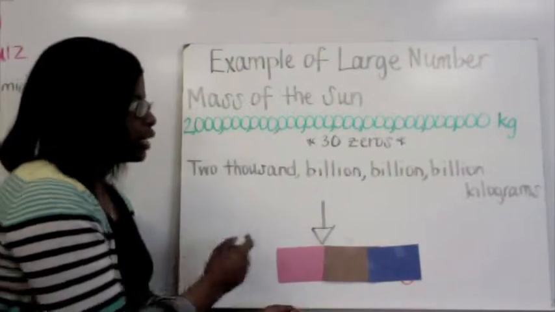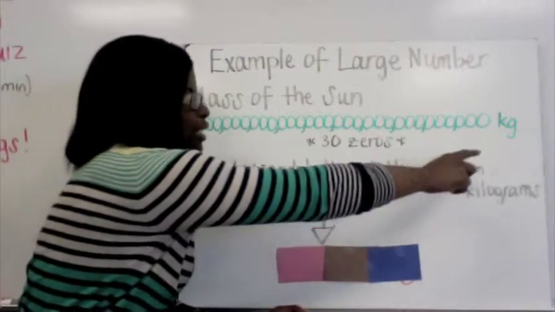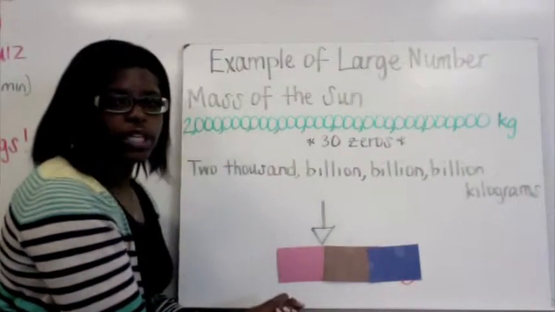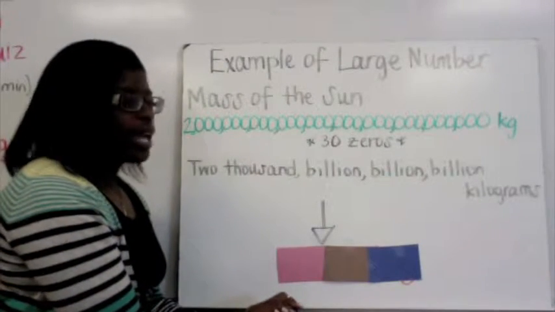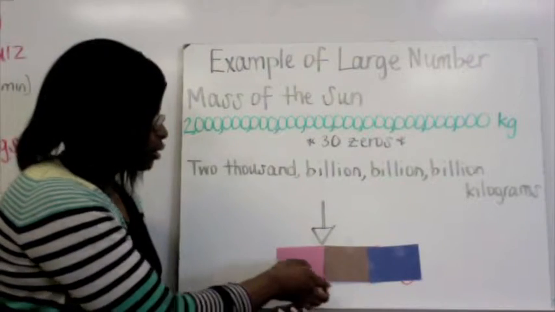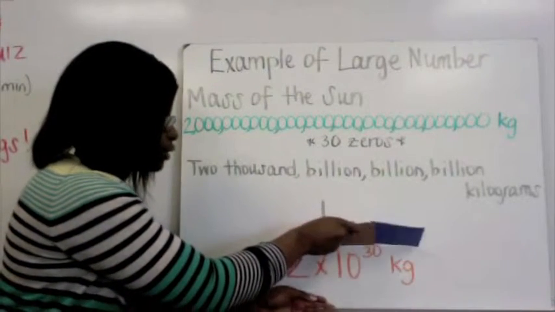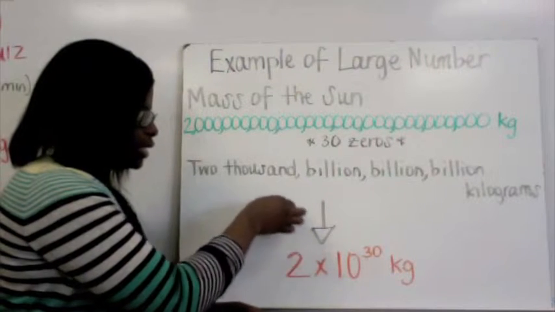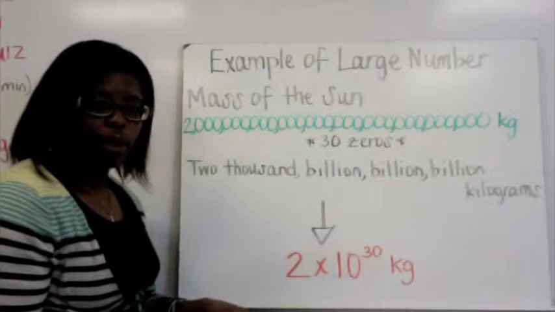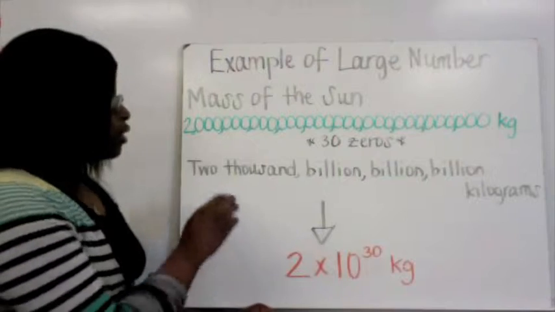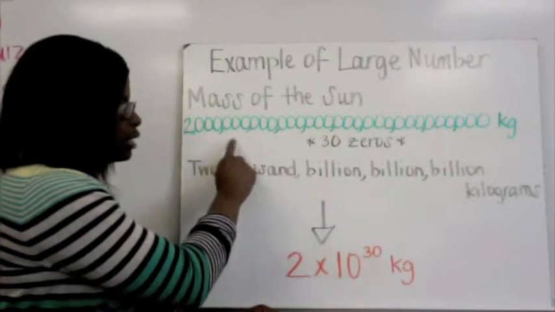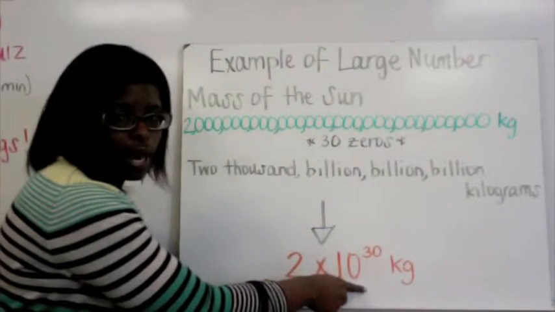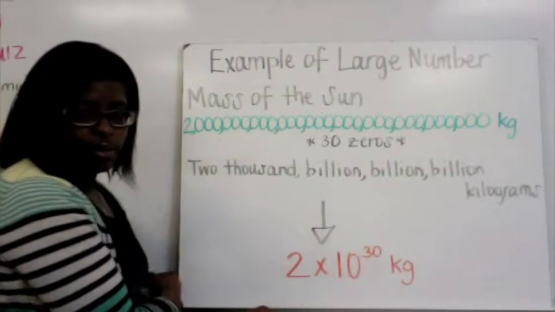What we would do is, technically the decimal point is at the end of the 2 and the 30 zeros right here in front of the unit kilograms. So we would move that 30 spaces. What would that look like in scientific notation? We would get 2 times 10 to the 30th power kilograms. So this is the same number here in standard form as it is in scientific notation right here. This is much easier to write than 2 with 30 zeros.